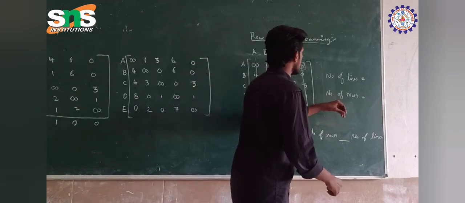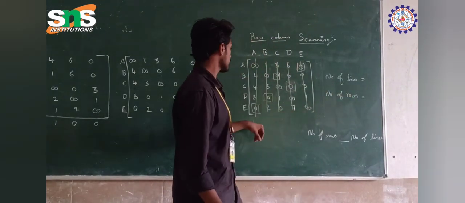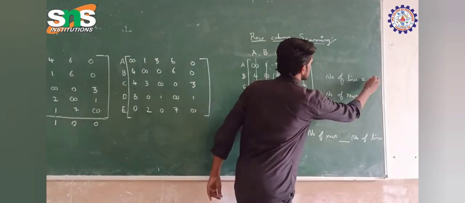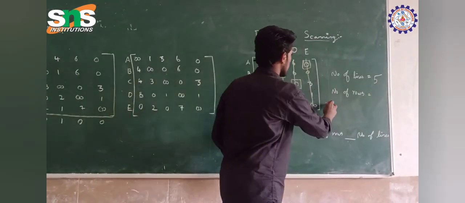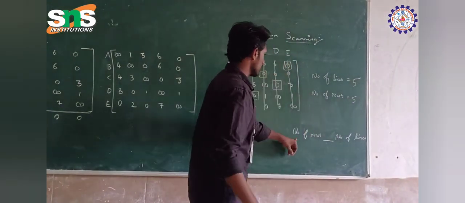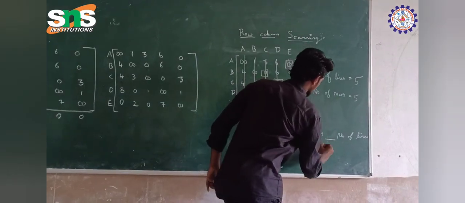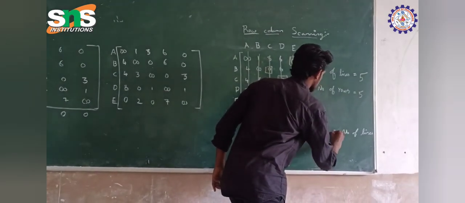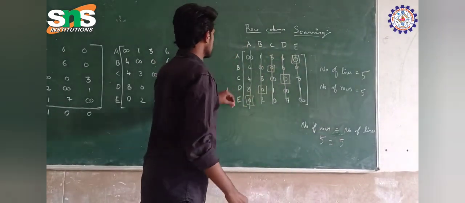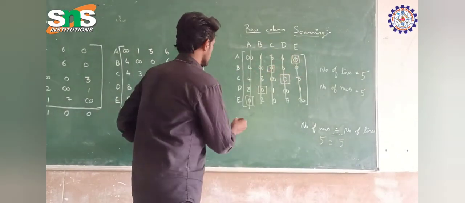Then we move to the number of lines and number of rows. Number of lines: how many lines will be straight in the matrix? 1, 2, 3, 4, 5. 5 lines. And number of rows, 5 rows. If the number of rows and number of lines are equal, we move to the next step. In the next step we have to find where 0 is assigned.